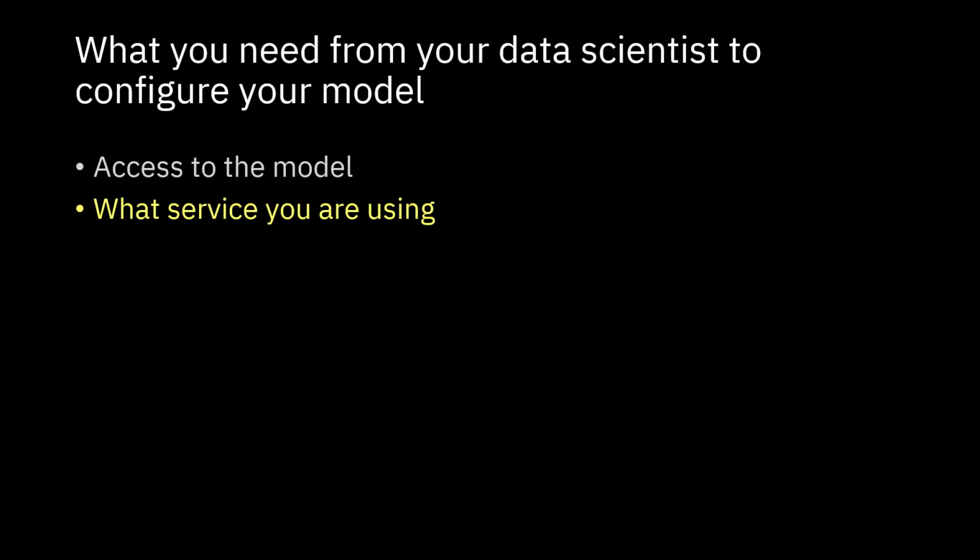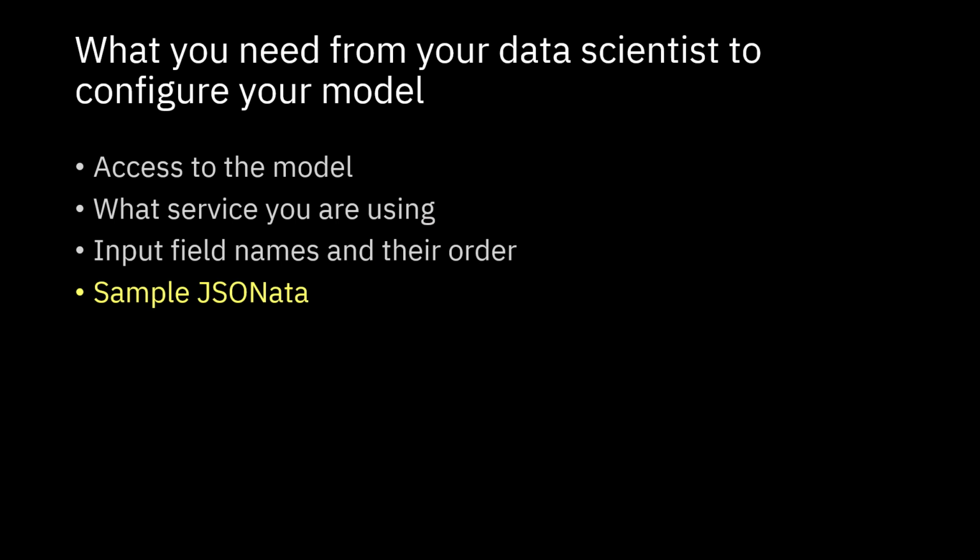What do you need from your data scientist to configure your model? Well, first of all, you need access to the model. You need to know what service you're using for the model. You need to have the input field names and the order in which the model requires them. And you need sample JSON data that represents the model output.